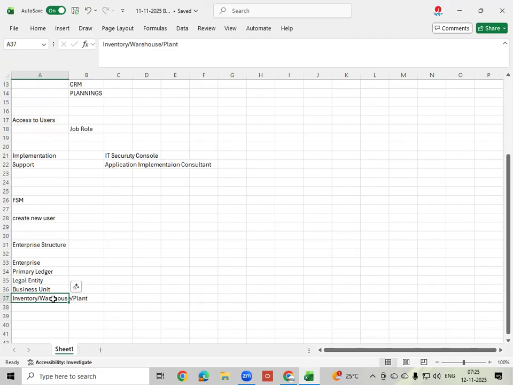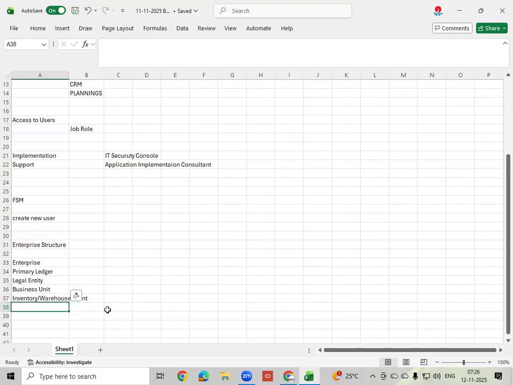So inventory supplies the stock to the plant, raw material supplies to the plant to manufacture finished goods. Again, this finished good item will move to inventory. Always stock will be maintained in inventory and warehouse only. Okay. So that is the next level.